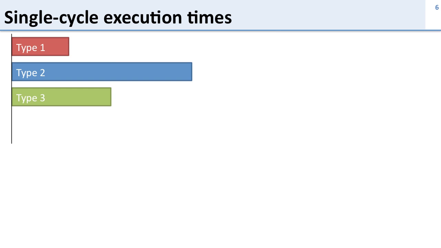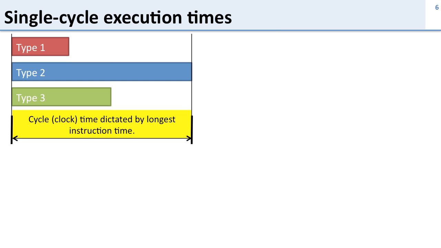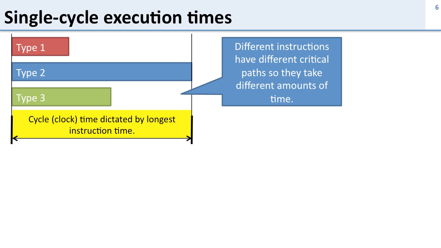So let's take a look at what happens with single cycle execution. Here we have three different types of instructions that take different amounts of time. And as we said, the clock cycle is dictated by the longest instruction time. So here type 2 instructions take the longest, which means we're going to have a clock cycle that's set to match type 2 instructions for all of our instructions. And as we saw in the previous slide, this is caused by different critical paths for different instructions.